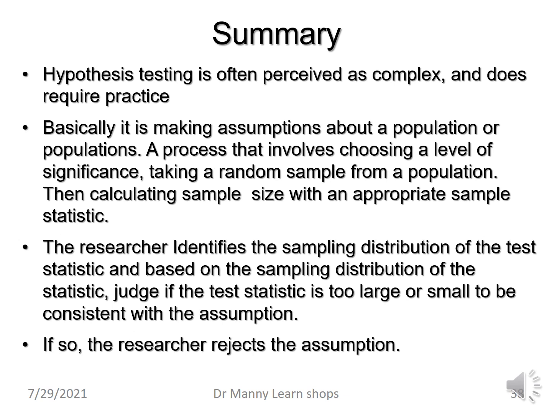So in conclusion, hypothesis testing is often perceived as complex, and it really does require practice. Basically, it's about making assumptions about a population or populations, a process that involves choosing a level of significance, taking a random sample from a population, then calculating the sample statistic. The researcher has to identify the sampling distribution of the test statistic, and based on the sampling distribution, judge if the test statistic is too large or too small to be consistent with the assumption. If so, the researcher rejects the assumption.